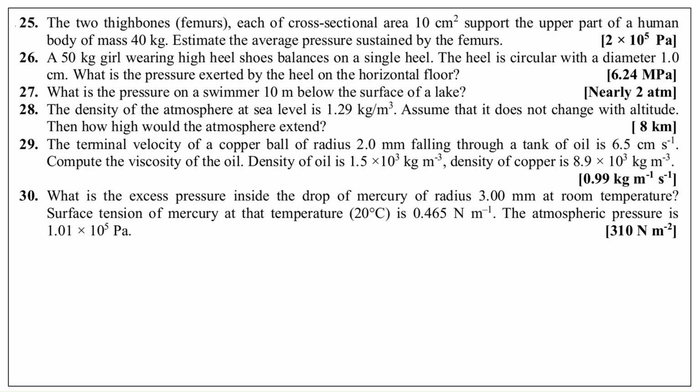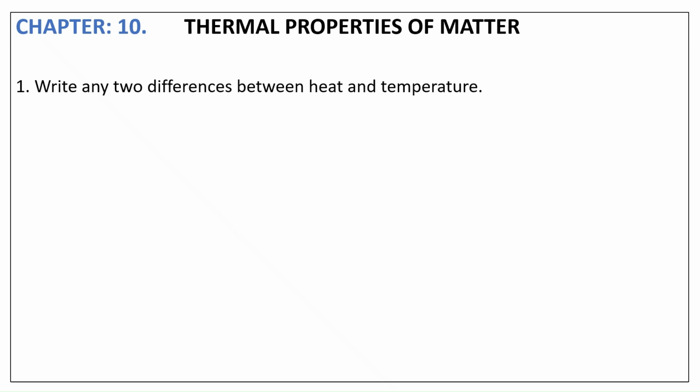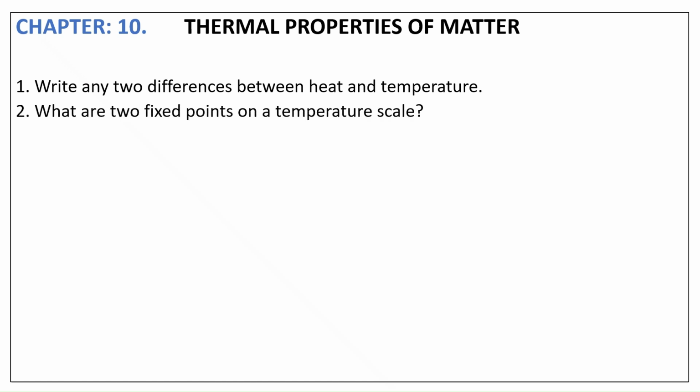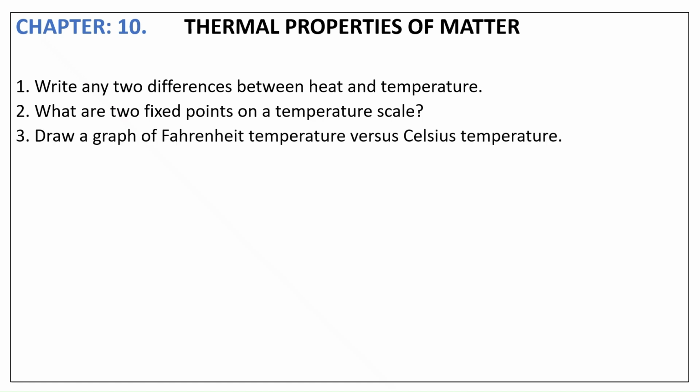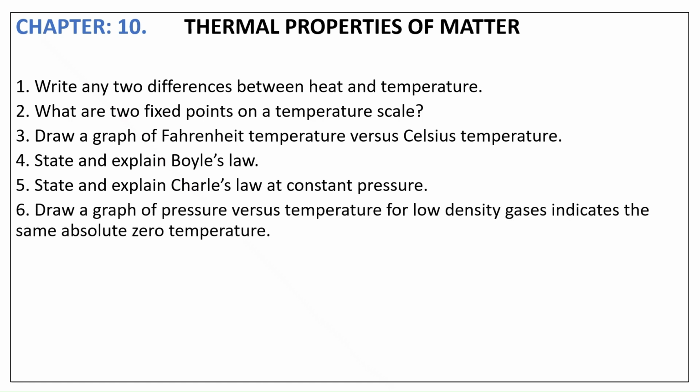Next. Chapter 10. Thermal properties of matter. 1. Write any two differences between heat and temperature. 2. What are two fixed points on a temperature scale? 3. Draw a graph of Fahrenheit temperature versus Celsius temperature. 4. State and explain Boyle's law. 5. State and explain Charles' law at constant pressure. 6. Draw a graph of pressure versus temperature for low-density gases indicating the same absolute zero temperature.